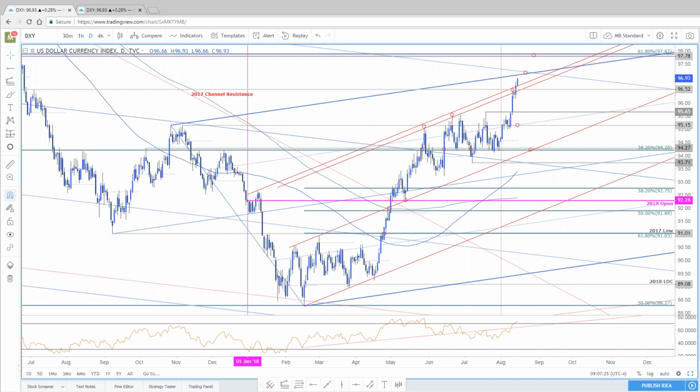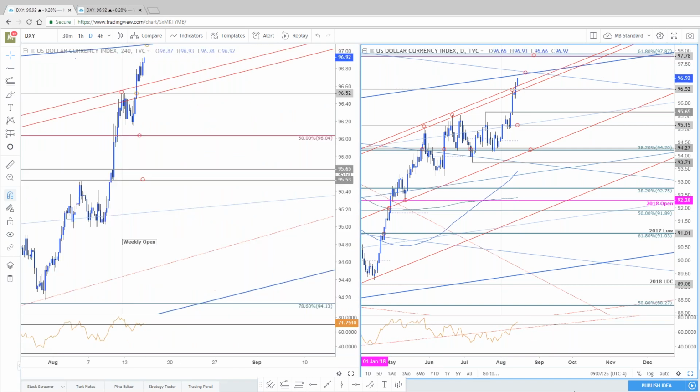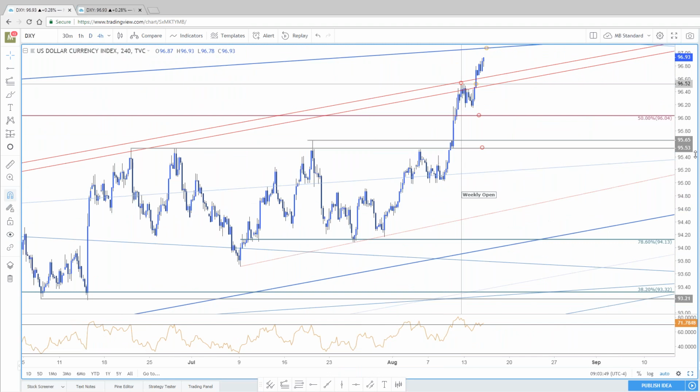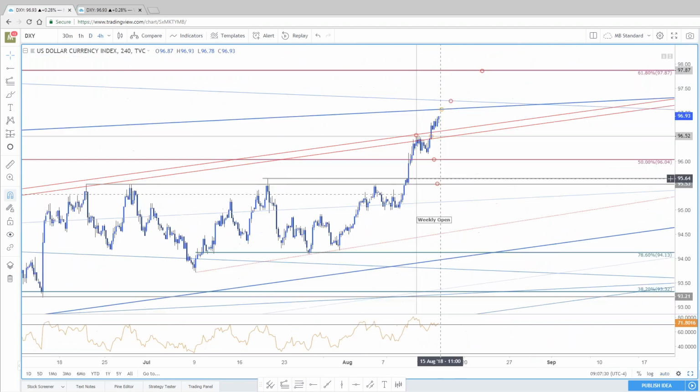Questions on DXY? Intraday, not really much to look at. Here's what it looks like. Initial break of the weekly opening range. I wouldn't even call this a break, guys, because we didn't really get much of a test high, though. So, you know, there's 97.10, 97.20.